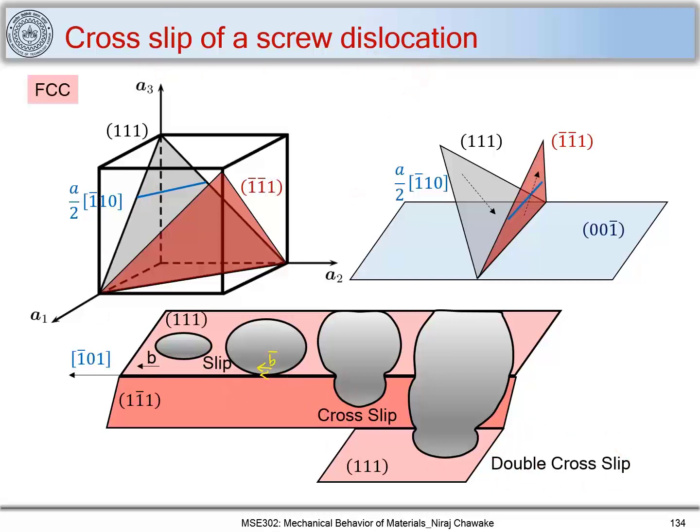Why does this happen? As I mentioned to you, let me write it down again. Why does this happen? Because the Burgers vector is parallel to the tangent vector and they don't have specific planes, so they can glide on other planes. Other planes means other slip planes. So you have slip, cross slip and double cross slip phenomena for screw dislocation. With this, I will stop here.